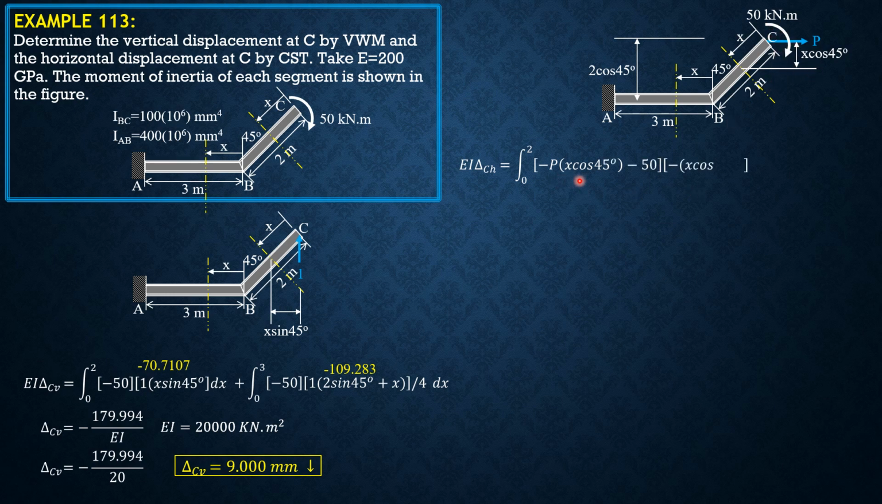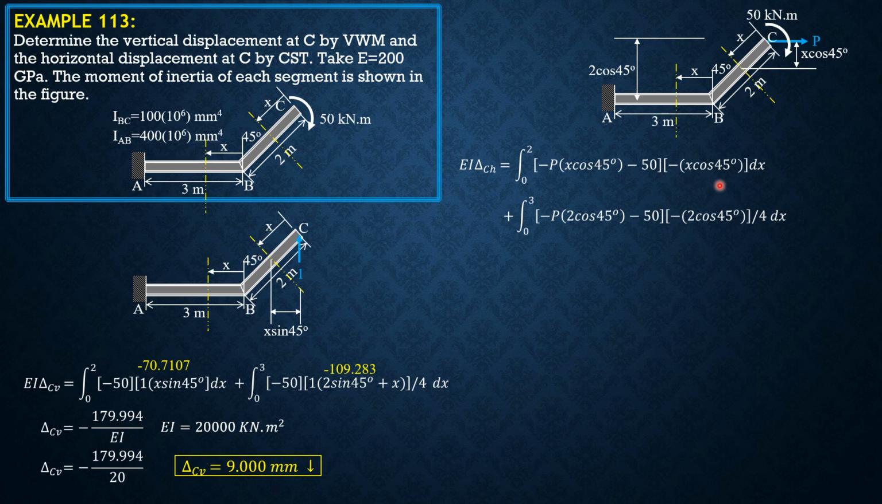The partial derivative of this moment equation is negative x cosine 45 dx over 1, because the moment of inertia is 1. Then plus, in this section here, 0 to 3 integral of negative P times 2 cosine 45 minus 50, then the derivative is negative 2 cosine 45 degrees divided by 4 dx. Prior to integration, we set P to 0.